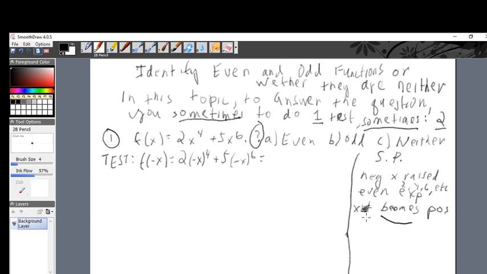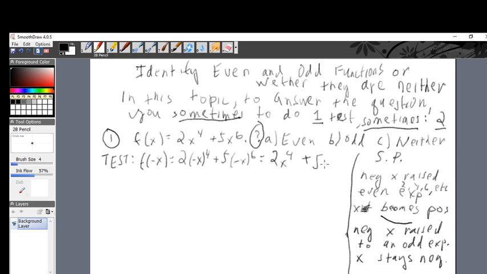If a negative x is raised to an odd exponent, then x stays negative. So over here, we've got negative x raised to a fourth power, so it becomes 2x to the fourth. The negative is gone. Fourth power is even, sixth power is even, so this also, the negative is gone. It becomes 5x to the sixth.